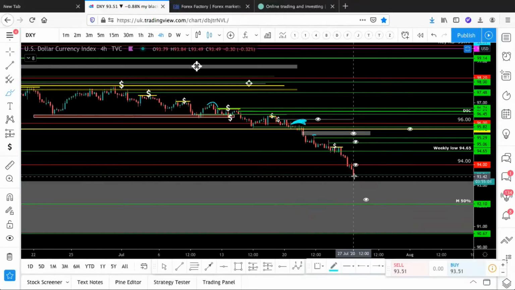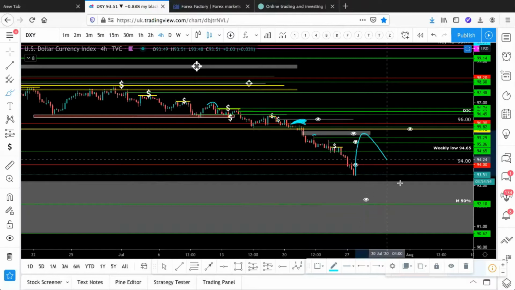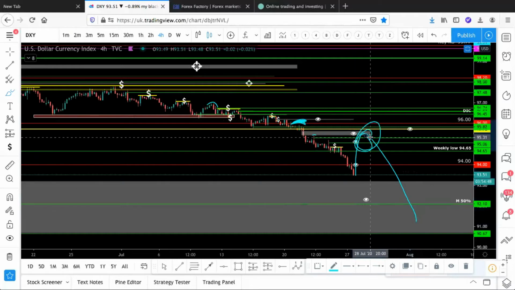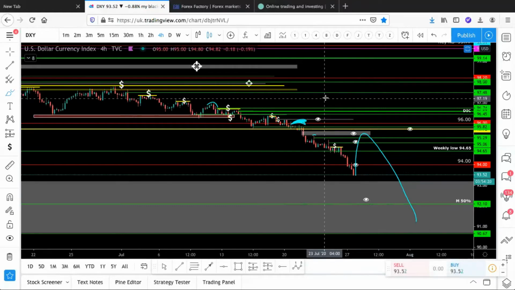For now, the dollar index is in bearish mode, and if we see any retracement, we could see it go up to this level and then get another selling opportunity from these areas. When this retracement happens, we could expect some selling opportunities on GBPUSD, EURUSD and AUDUSD. Let's move on to EURUSD.